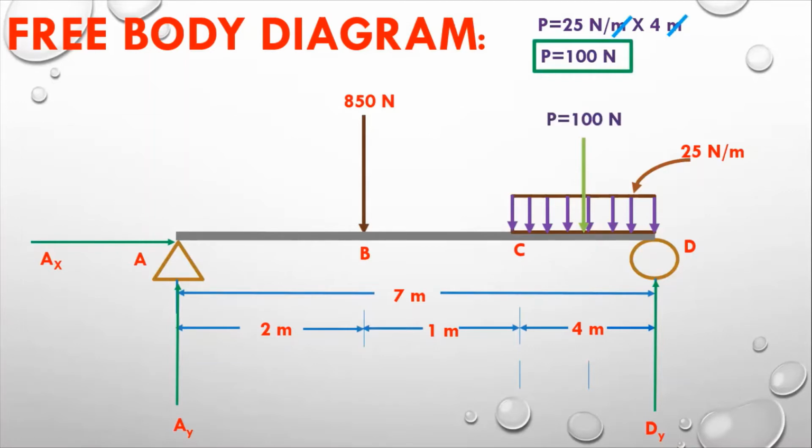So P equals 100 Newton comes out here, and P should be in the middle of the 4 meters. So it will be 4 divided by 2 on both sides, so it is equally distributed. For example, if L equals 4 meters, then L divided by 2, L divided by 2 on both sides of the converted load, which we have converted from the uniformly distributed load.